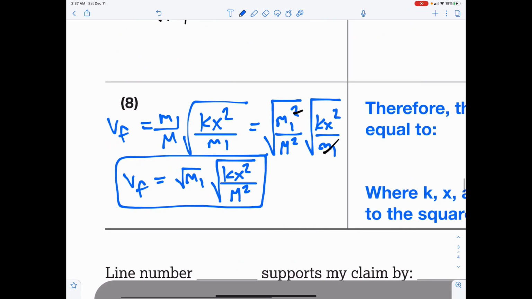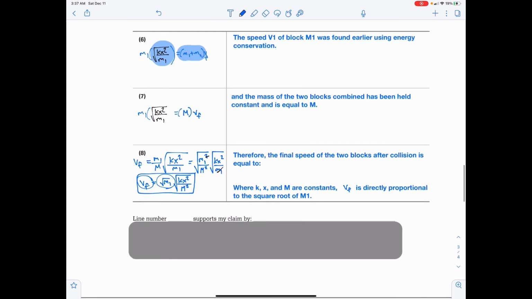Now, what I did here is I put this under the radical, and I did that by making m1 over M the square root of m1 squared over big M squared. And why would I do that? Because now I have all of this under the same radical, and I can cancel one factor of m1, which is why I have only one factor of m1 here, and big M I'm just going to move underneath kx squared. And so now the velocity is proportional to the square root of the mass of the first cart.